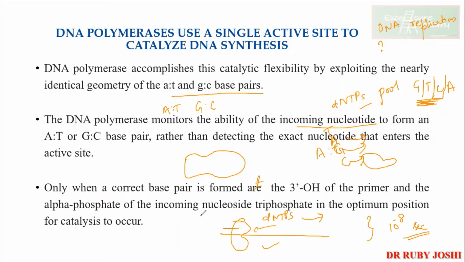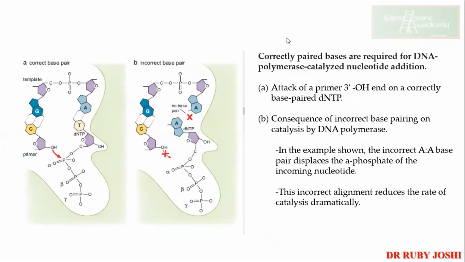So only when a correct base pair is formed at the 3'-OH of the primer is the alpha phosphate of the incoming nucleoside triphosphate in the optimum position for catalysis to occur. Now this will be very clear once we see the figure. Okay, look at the figure now.